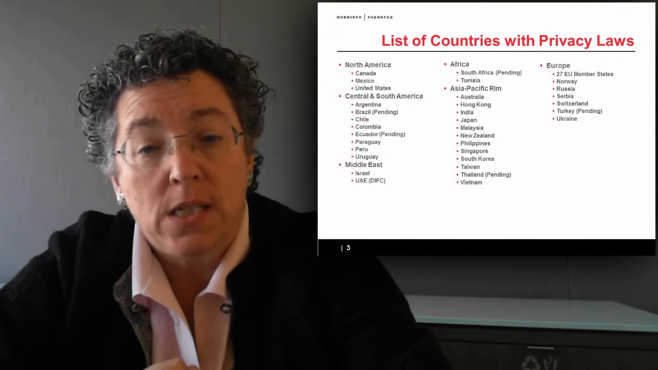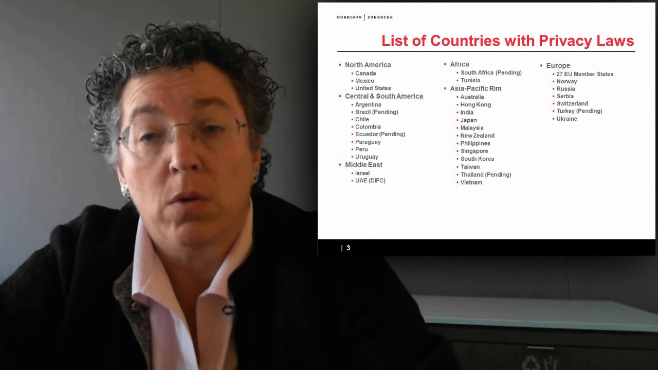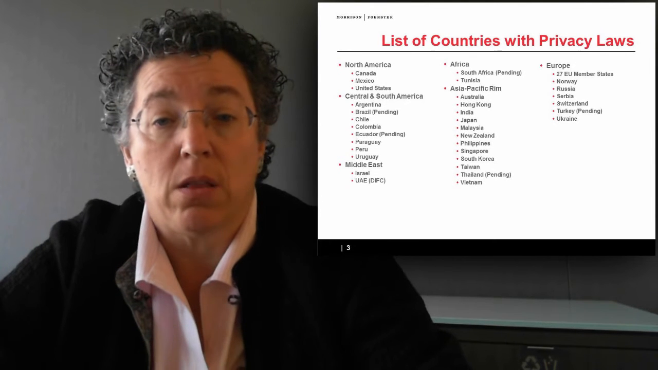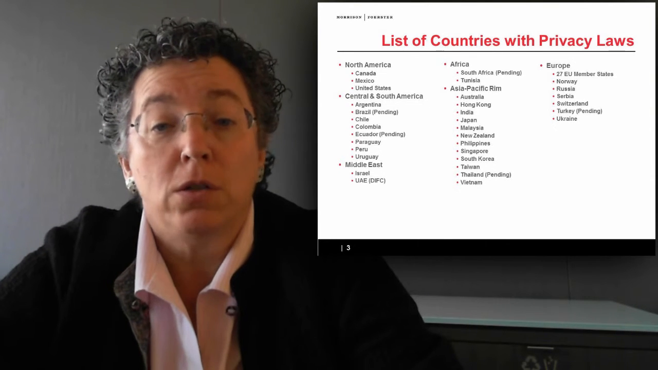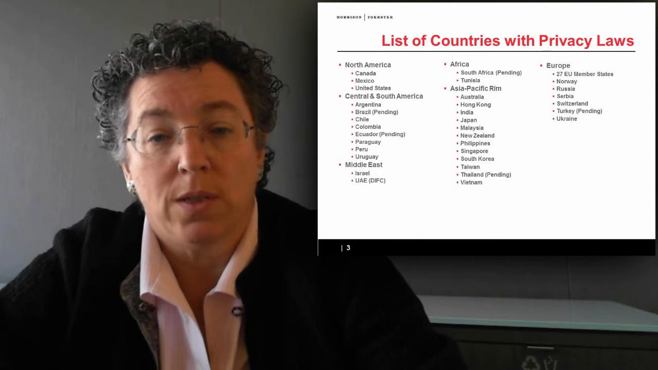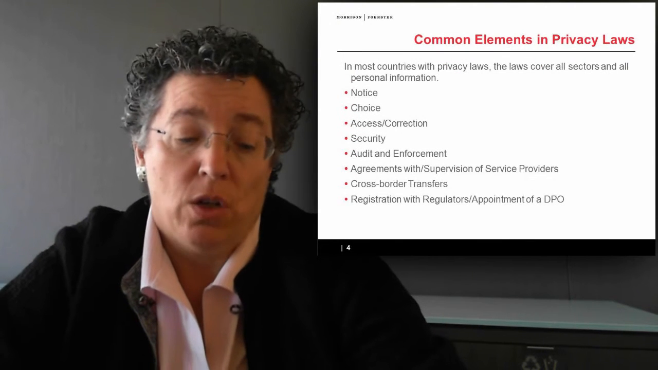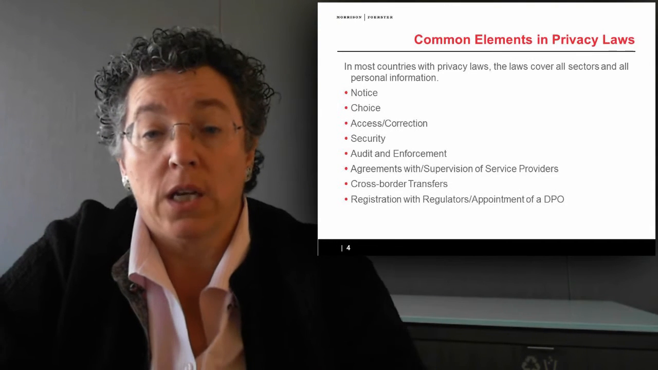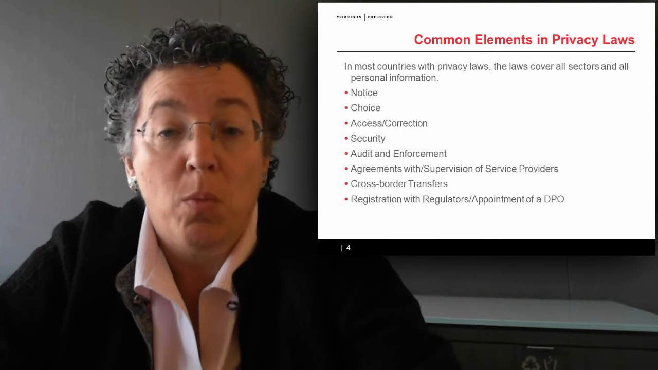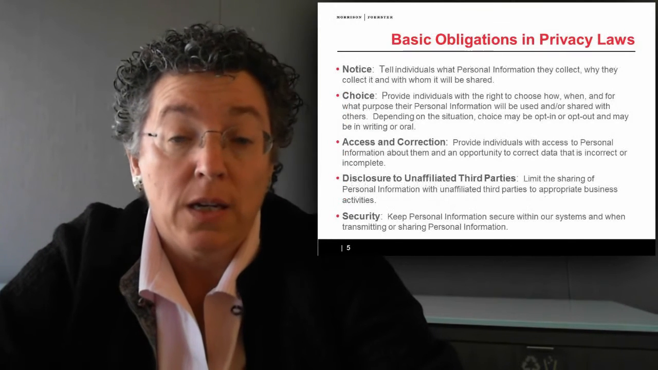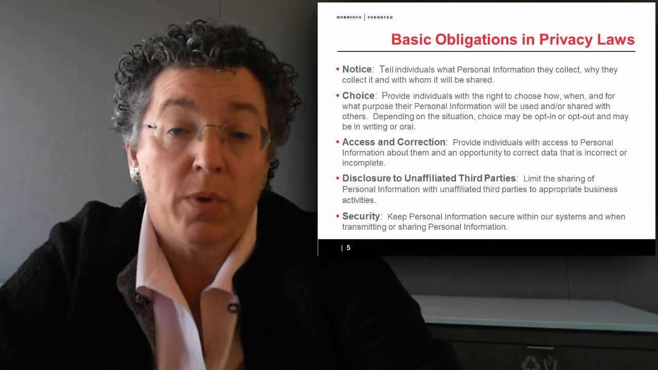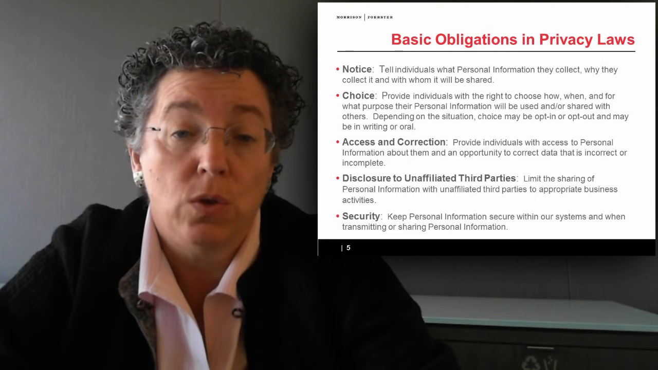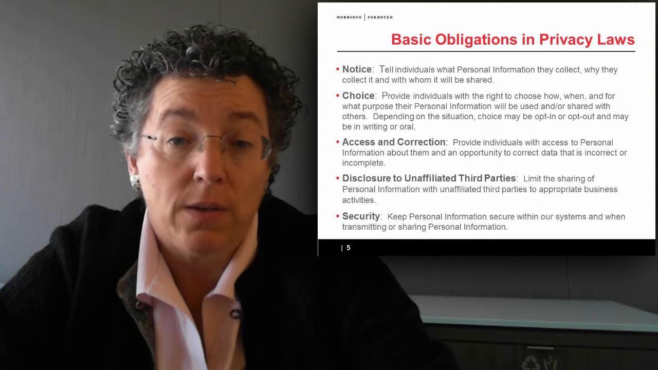It's really, really easy to lose the forest for the trees when you think about setting up a global data protection program. Because you do have 90 different laws, it's easy to think, oh my God, where do I even begin? The good news is that most data protection laws around the world have common elements. Every data protection law, for example, includes an obligation to tell individuals what information you're collecting, why you're collecting it, and with whom you're sharing it. We call that notice. Under almost every data protection law, you have an obligation to provide individuals with some choice about what information you're collecting and how you're using it. Most data protection laws include a right for individuals to have access to their information and to correct it.